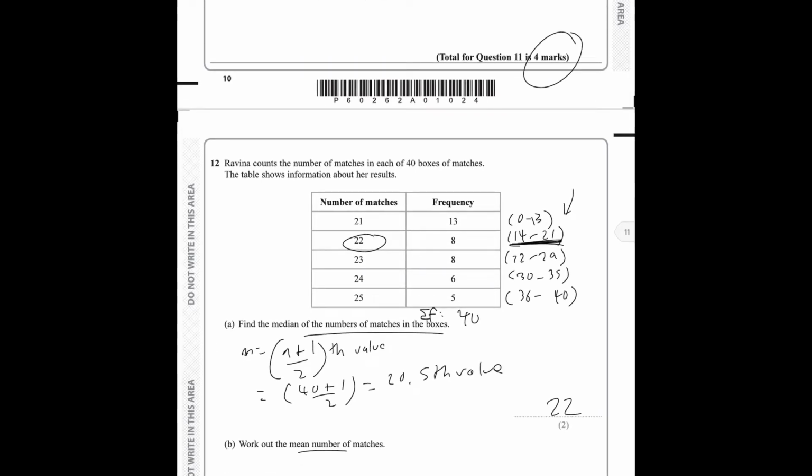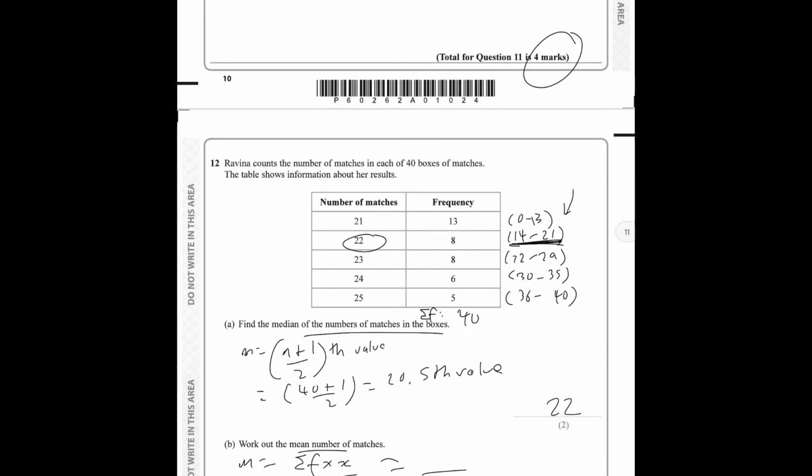Work out the mean number of matches. Now, to work out the mean number of matches, you're going to use the formula. This is also there in higher tier, where they work it out, but it's more midpoint-based. They don't give these values here.